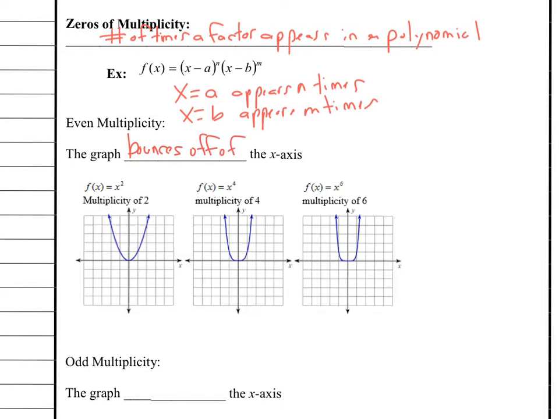So we see here it bounces off of it, multiplicity of 2, slightly a little bit wider. It bounces off of it, multiplicity of 4, still bouncing off of it, but a little bit wider, multiplicity of 6.